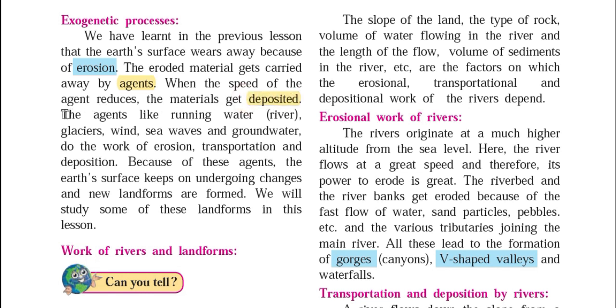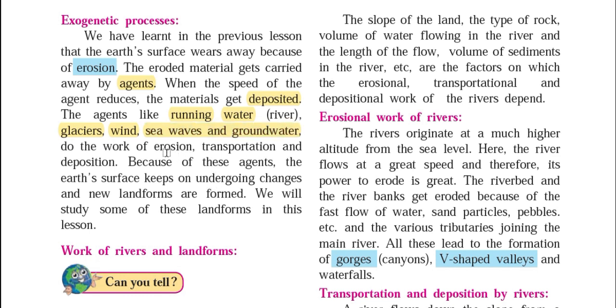When the speed of a particular agent is high, erosion takes place, material is removed, and it is transported from one place to another. When the speed of the agent reduces, the material gets deposited. Agents like the running water of rivers, glaciers, wind, sea waves, and groundwater do the work of erosion, transportation, and deposition. Remember the names of these different agents. All of these work as mechanical or physical agents.